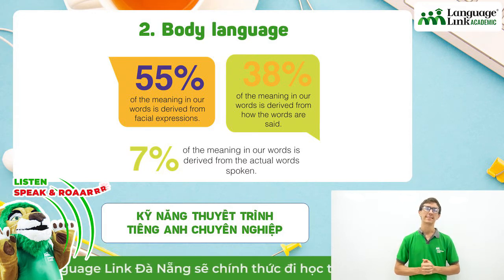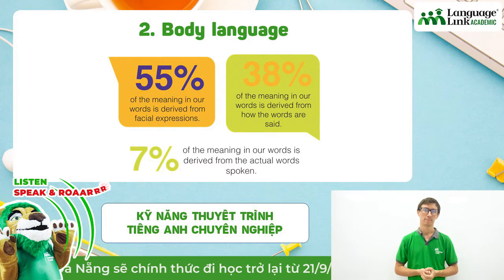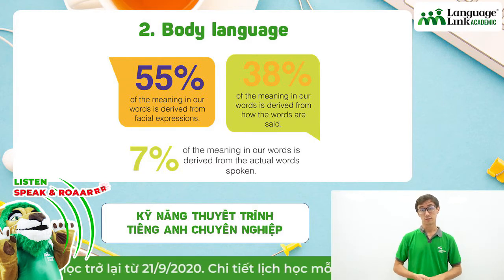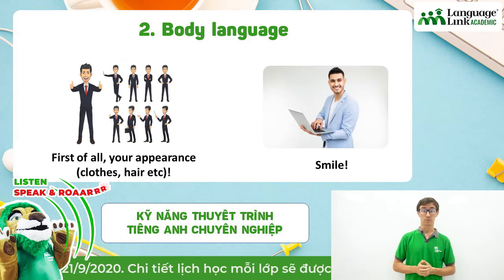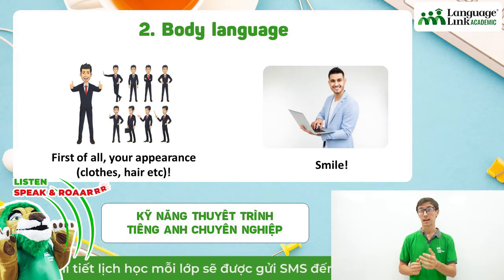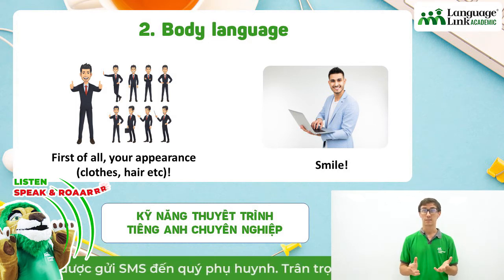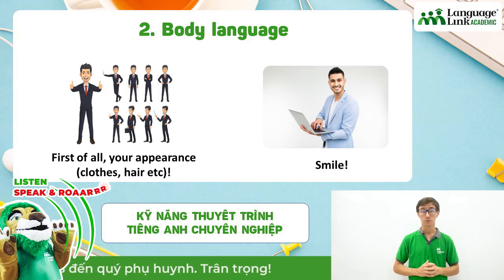First of all, let's think about your appearance. For example, your clothes or your hair. It's very important when you are giving an important presentation to dress appropriately and have well-groomed hair. Your audience will be distracted if you are not wearing the right clothes for the event, or if you look very untidy.